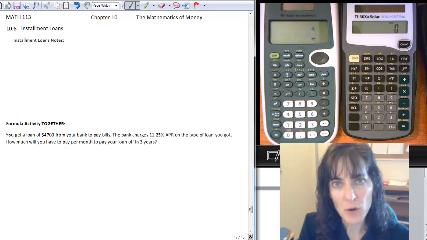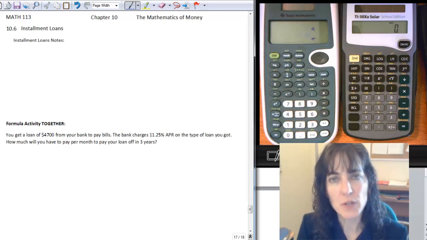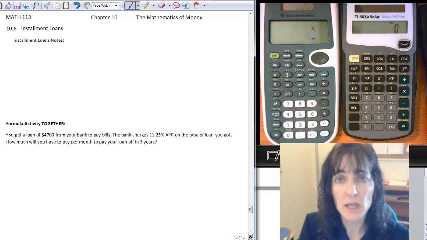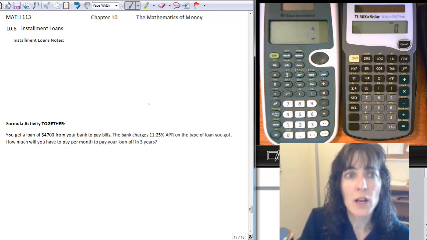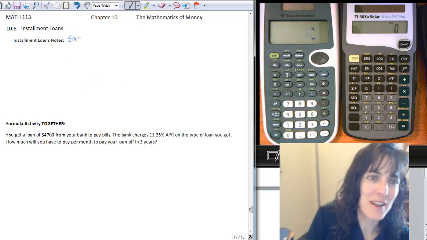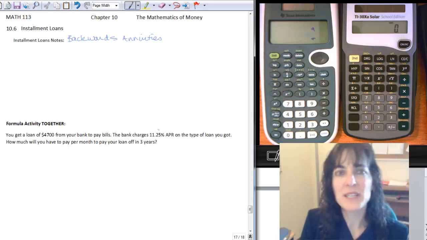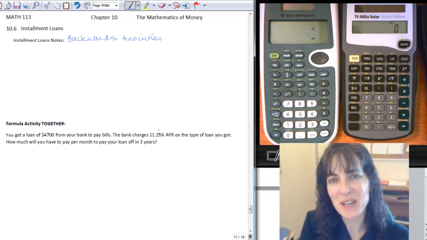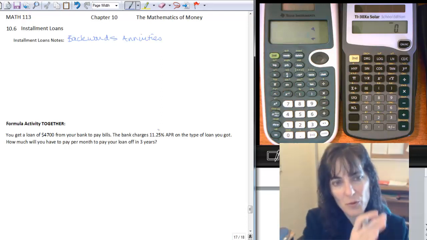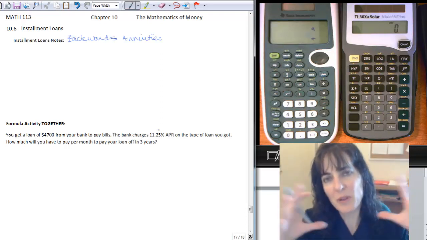Now that we've talked about compound interest and annuities, we have one more type of investment to talk about, and that's installment loans. Installment loans are kind of backwards annuities. The reason I call them backwards annuities is because with annuities you make small deposits throughout the investment period and you get a big chunk at the end.